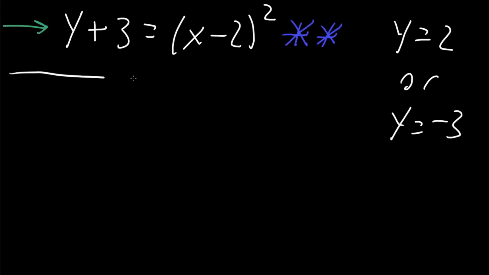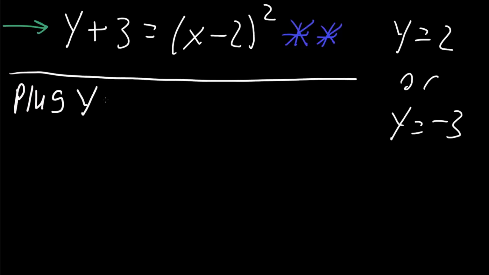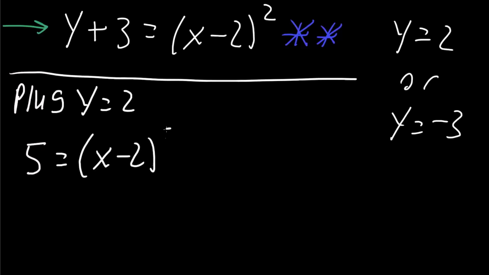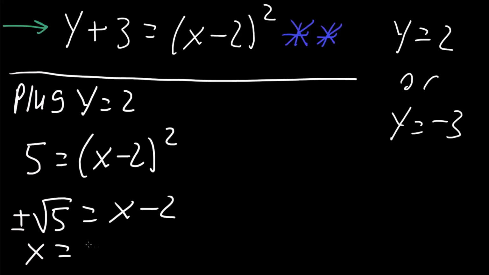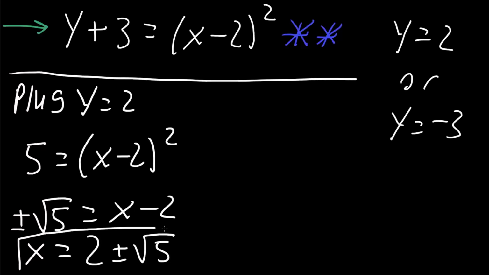Now we're simply going to plug in y is equal to 2 to get x. We would get 5 is equal to (x minus 2) squared. We take the square root of this, and so we would get plus or minus the square root of 5 is equal to x minus 2. And so x would equal 2 plus or minus the square root of 5 for y is equal to 2.